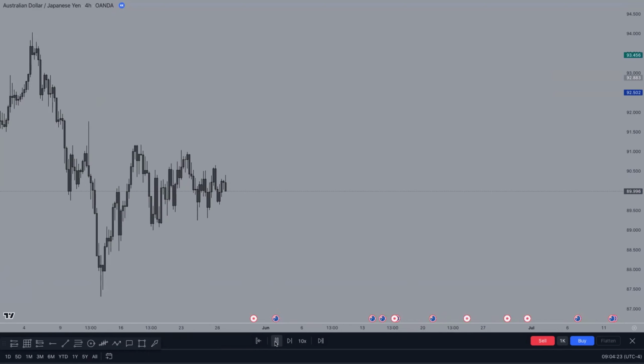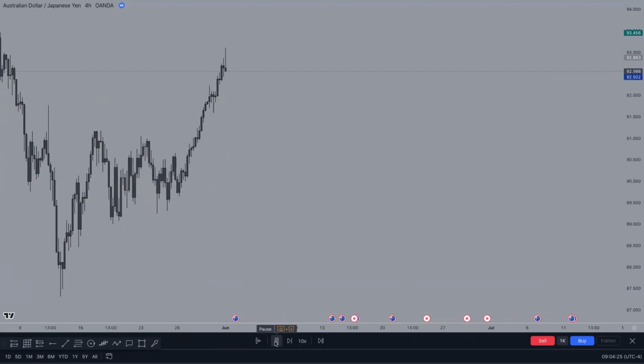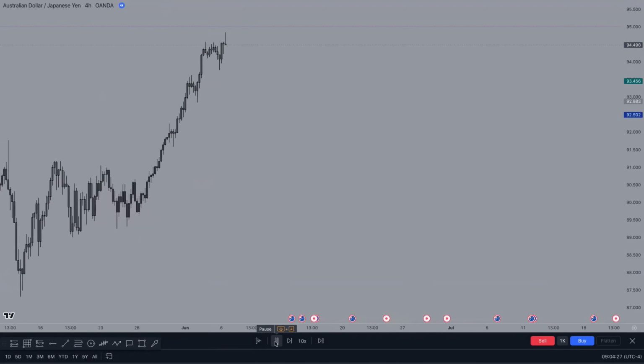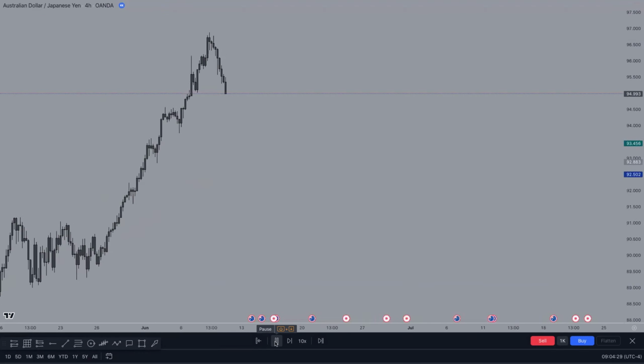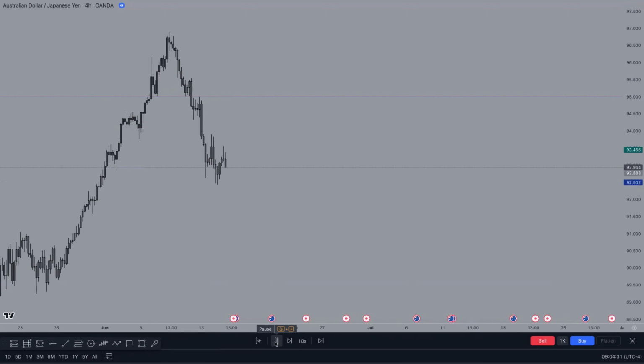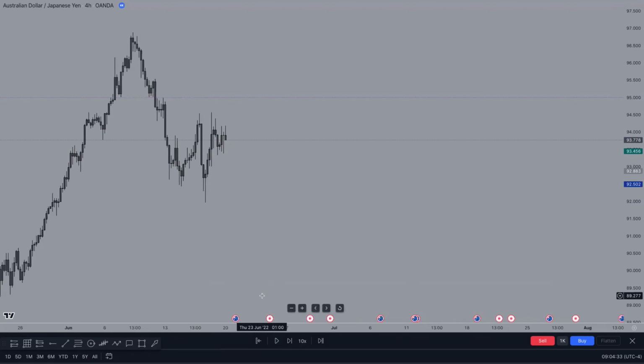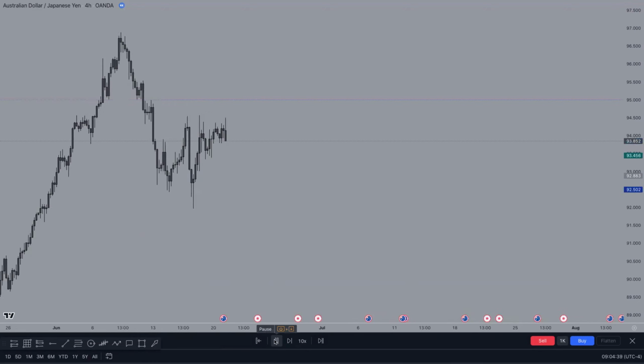I see some consolidation going on. I don't like this kind of movements. I do not like this kind of movements. If these wicks here were equal like this one, I'd like to buy here, but looking like that now.